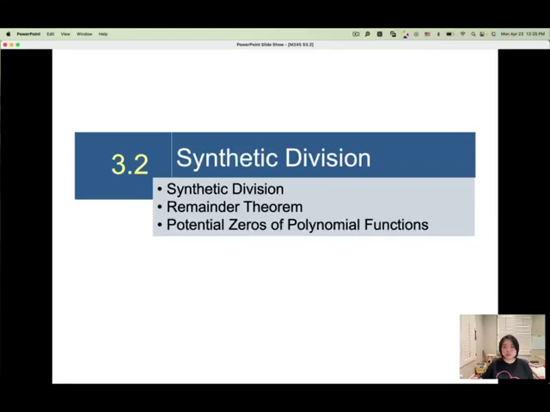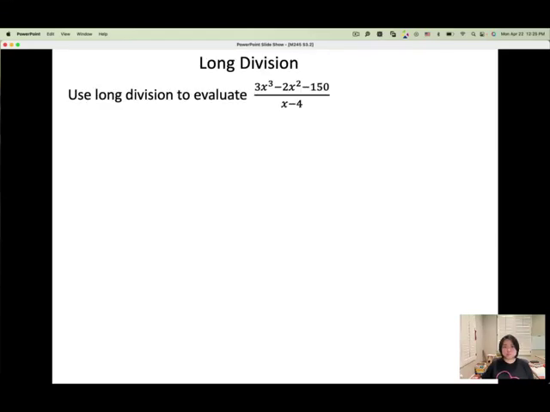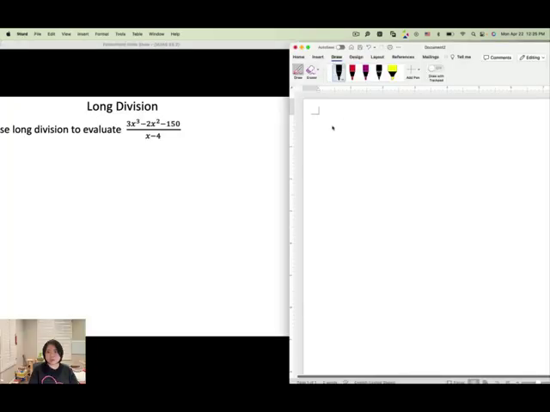Section 3.2, synthetic division. Remember long division? We want to use long division to evaluate this polynomial. But before that, I want you guys to remember all those terms for long division. For example, if I want to find out 75 divided by 4, we're going to use long division.